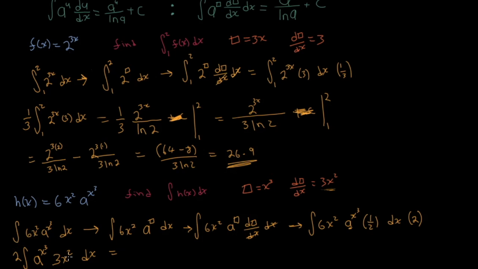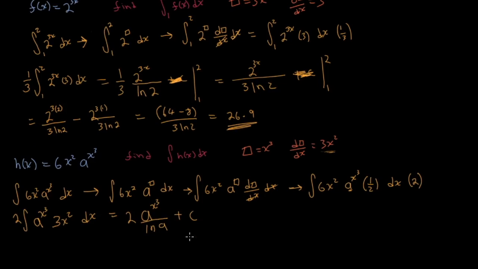So that means we can just simply convert this to this. So that means that we'll get 2 times a to the x cubed, divided by ln a, plus c. And that would be our answer here. Okay, that is our answer.